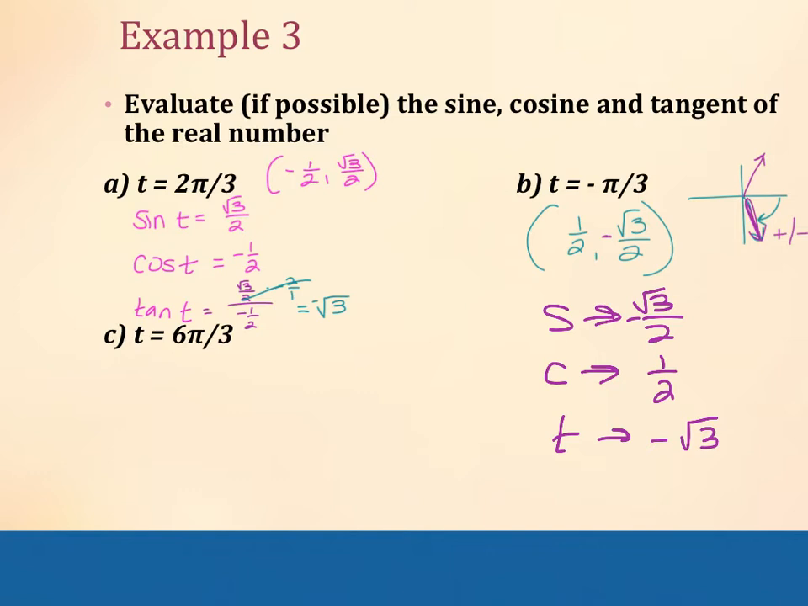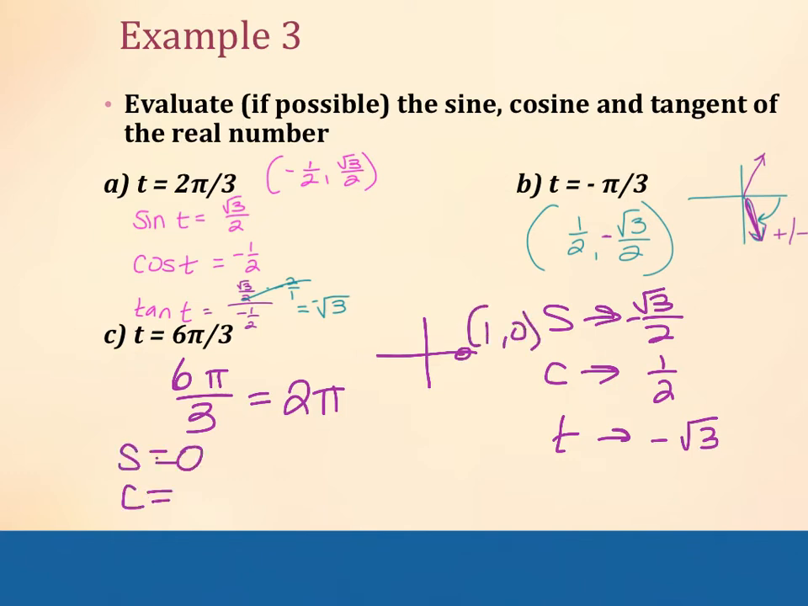Now look at C, 6 pi over 3. Do I say that's pi over 3 so that the point is 1/2 and root 3 over 2? No, it's different that time. It's 2 pi. Good. You can reduce this. You got to make sure you can't reduce it first. So 6 pi over 3 is the same thing as 2 pi. What's the point at 2 pi? 1, 0. So my sine is 0, my cosine is 1, and my tangent would be 0 over 1, which is 0.